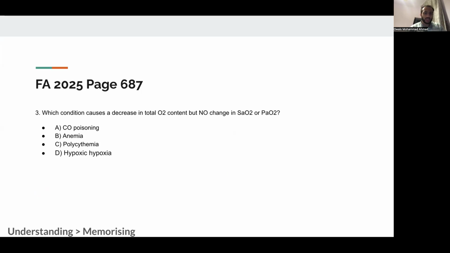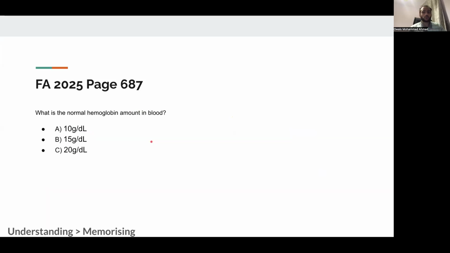So that's going to be in the scenarios such as, let's look at carbon monoxide. It causes a decrease, but carbon monoxide is a problem with saturation, so therefore this is wrong. Anemia could potentially be the correct answer. A decrease in total O2 is definitely not hypoxemia, that would increase it. And hypoxia, that looks like an interesting answer. So it's between B and D. So over here, I believe it'd be D, as anemia would lead to a decreased amount of partial pressure.